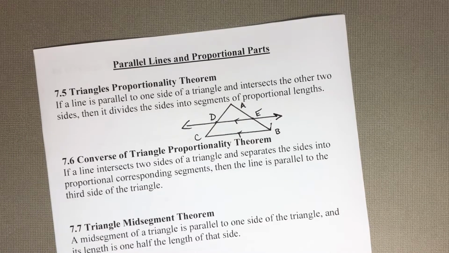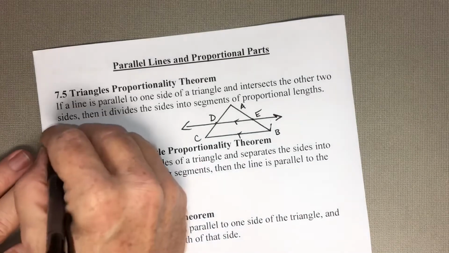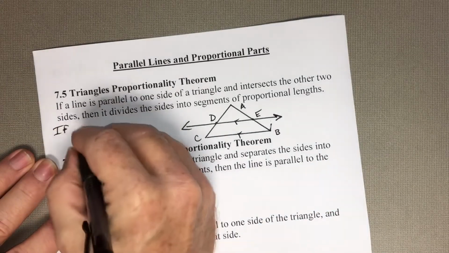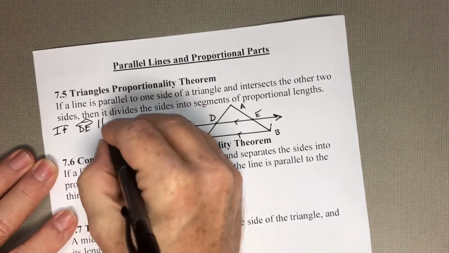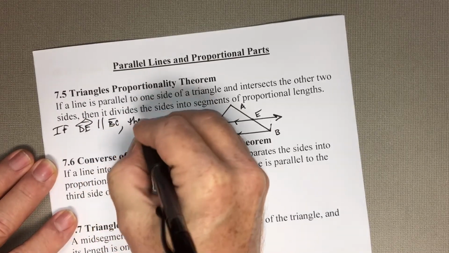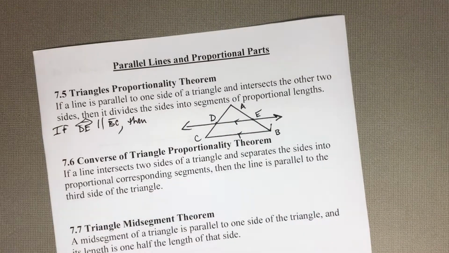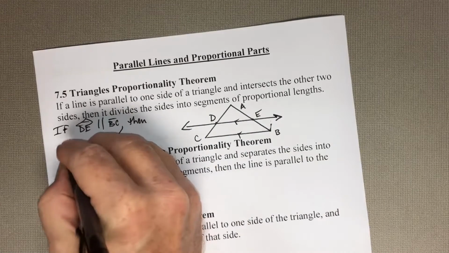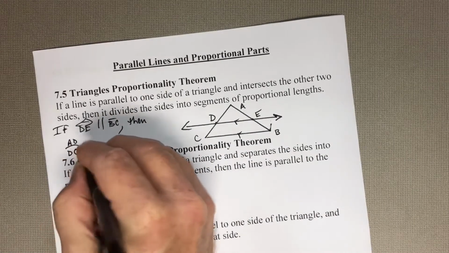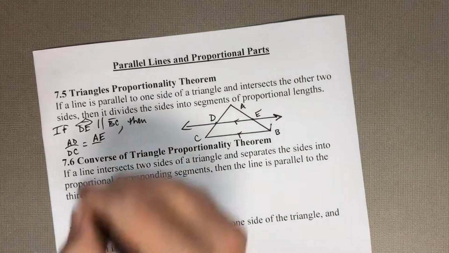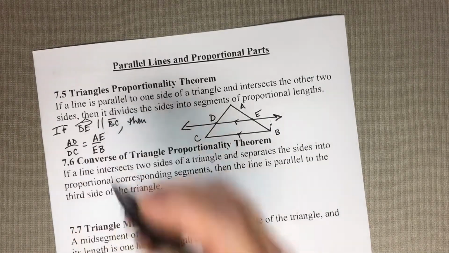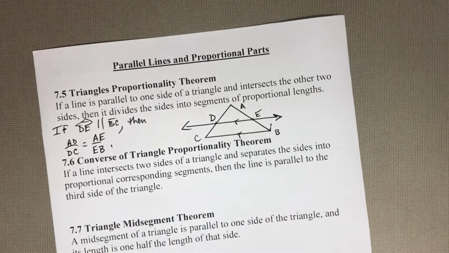All right, and this theorem says if line DE is parallel to segment BC, then parts AD divided by DC will be equal to AE divided by EB. That's what that theorem says.